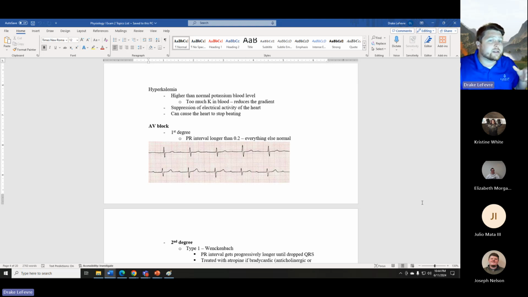So if it's longer than that, that's because the PR segment is longer. So there must be an issue within the AV node or the bundle of His that's causing the signal not to get through. And you just keep working through it like that and talking through it like that. Okay, I think I've talked enough. Hopefully all of that starts to make a little bit more sense.